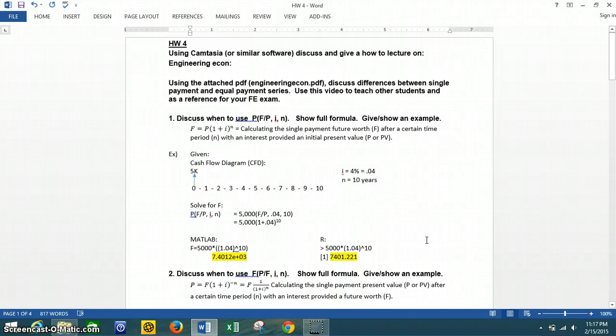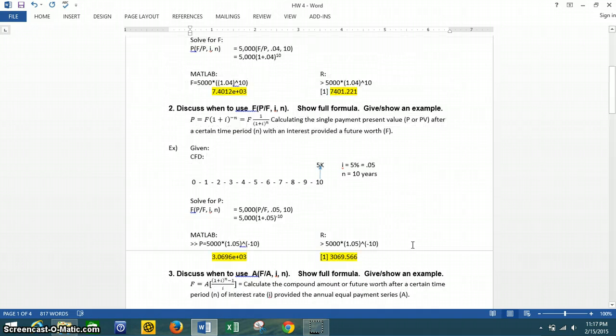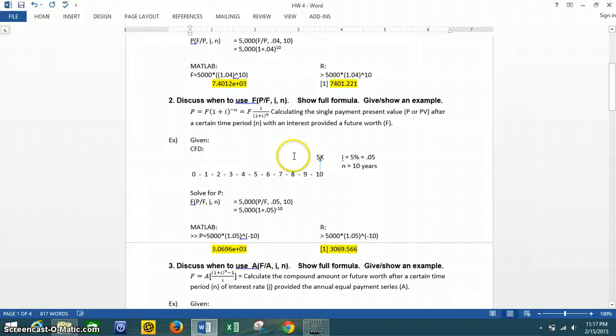The idea of future given present is that you have a present value of $5,000 and you want to calculate how much that $5,000 will be worth in a future of 10 years. So that is really what this formula is generating for you. And you can see that the MATLAB code here and the R code both gave us the same answer of $7,401.